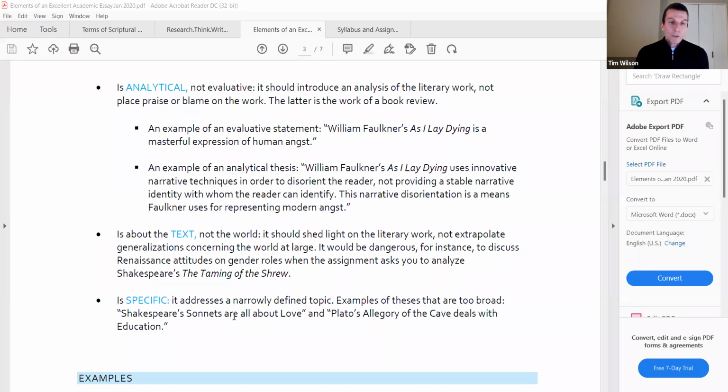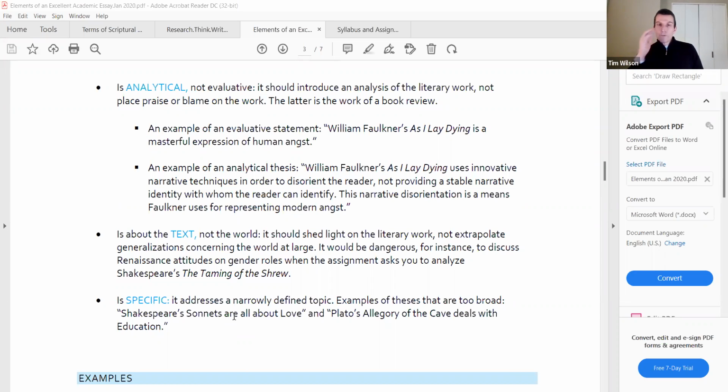And then here's maybe the most important thing. It's got to be specific. It's got to address a very narrowly defined topic. So an example of a thesis that is too broad is Shakespeare's sonnets are all about love. It's too broad in two senses. The scope is too broad. It's looking at all of Shakespeare's sonnets. You could write several books on Shakespeare's sonnets, but you've only got 5 pages. There's no way you're going to talk about each one of Shakespeare's sonnets, okay? There's 150 sonnets, if I recall correctly, 154 sonnets.